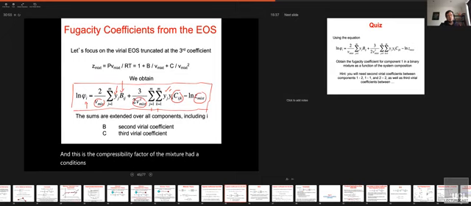So again, if you have your virial equation of state, it tells you what that compressibility factor is. So simply by knowing the second and third virial coefficients between the various molecules that you have in your system, you are able to calculate the fugacity coefficient for those molecules in the system. Right?